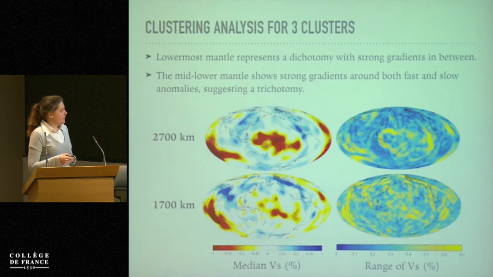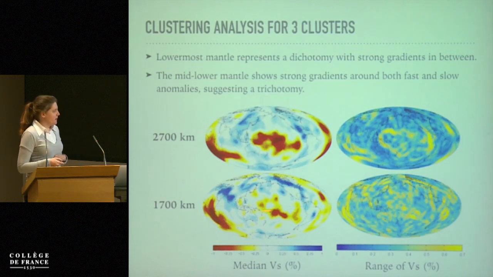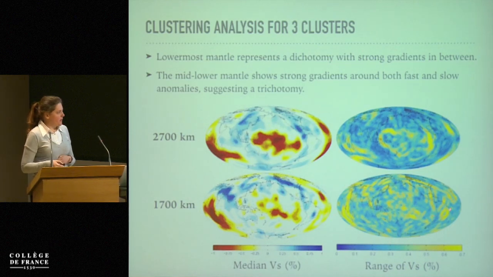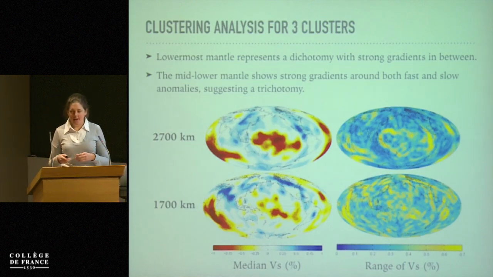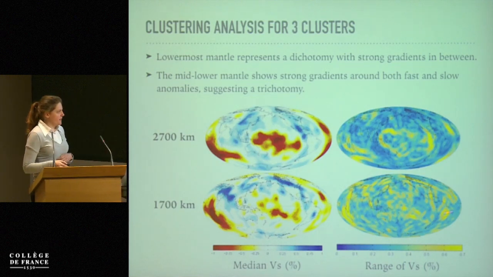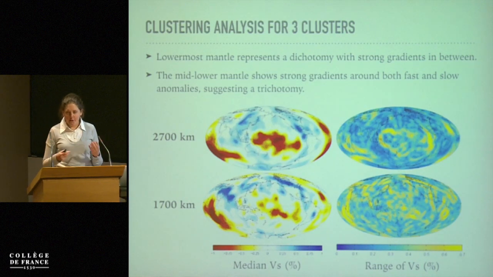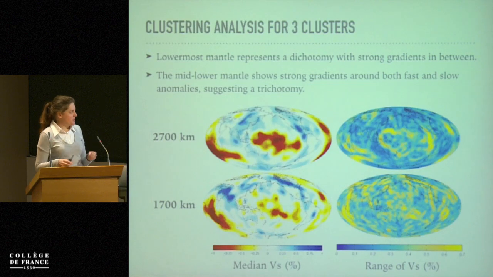As well, in the lowermost mantle, we see this dichotomy between slow and fast anomalies with a strong gradient in between. When you go to the mid-lower mantle, we see both fast anomalies and slow anomalies that are both suggested to be surrounded by strong gradients. You can see this for a slow anomaly here, and for example, for a fast anomaly over here that's surrounded by strong gradients, but the gradients don't necessarily go from fast to slow anomalies. And so there's some need for a third family, which represents a neutral or a background lower mantle.